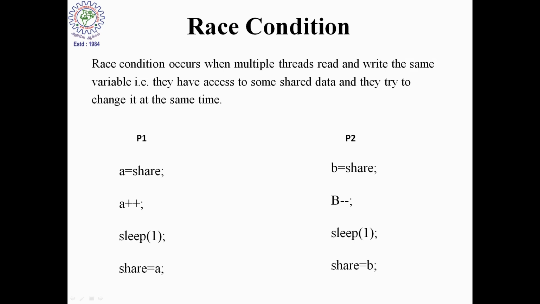So definitely it is an inconsistency. At this state the data has become inconsistent. Such a condition is called a race condition.